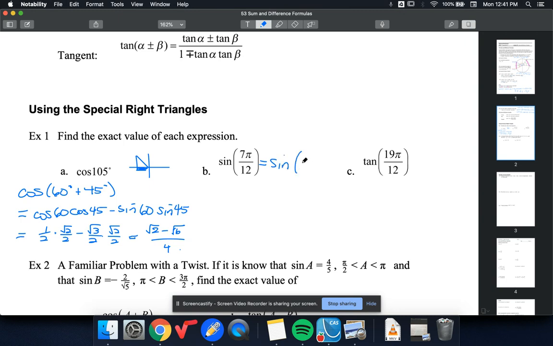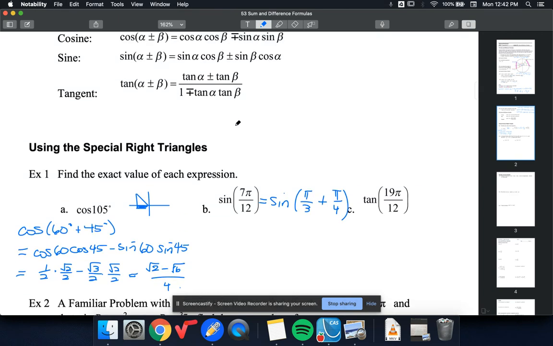All right, 7 pi over 12. Well, that's going to be the same thing as something over 3 plus something over 4. And I know that that's just going to be pi over 3 plus pi over 4. So thinking about my common denominator, 4 pi over 12, 3 pi over 12 is my 7 pi over 12.